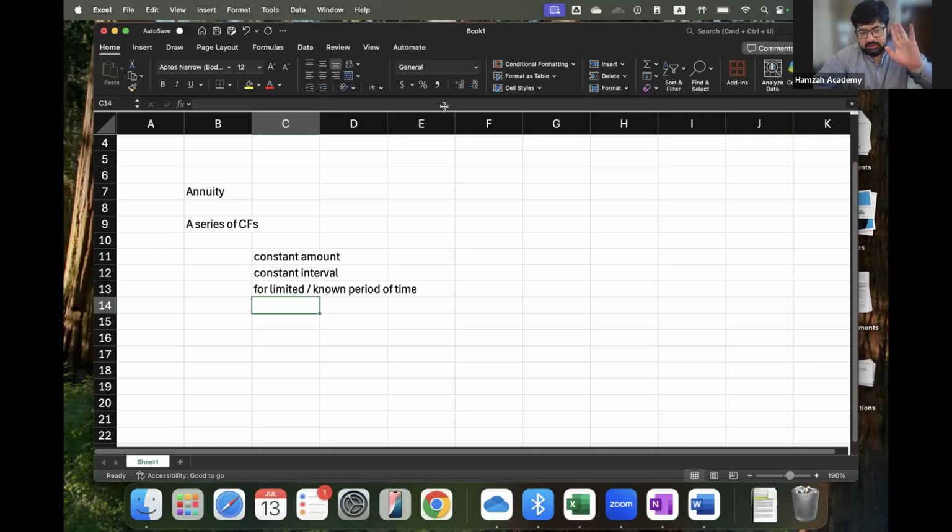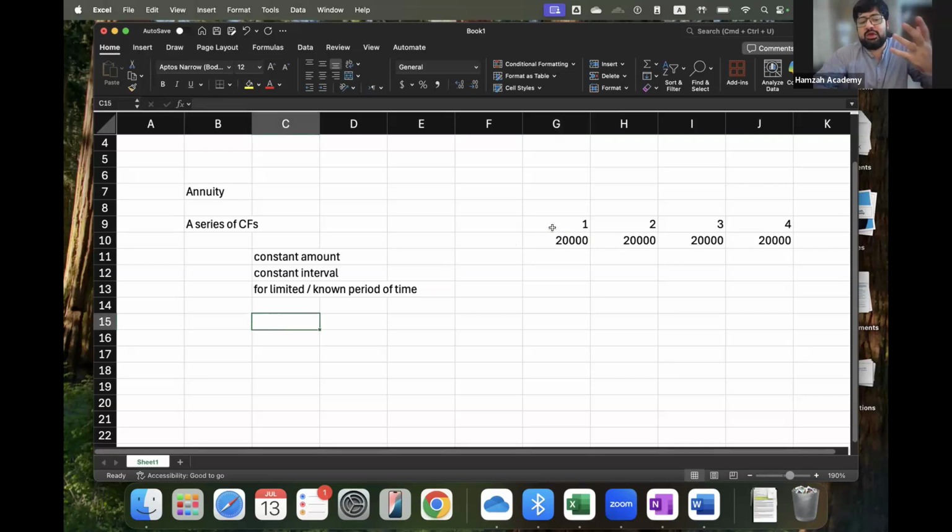Annuity, constant amount. For example, they say that you will be getting 20,000 every year from next year. Yes, from year 1, 2, 3, and 4. For 4 years, you will be getting 20,000 each year. This is called an annuity: constant amount, constant interval, and for limited or known period of time. That is called an annuity.